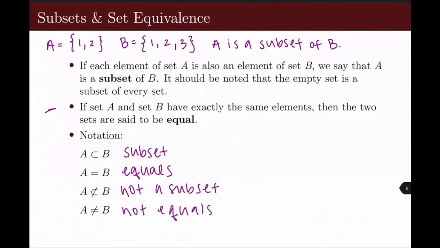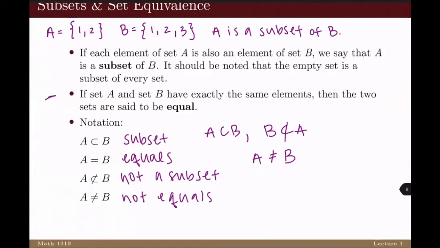So in the example that I wrote at the top of the slide, we would say A is a subset of B, but B is not a subset of A. They are also not equal, right? Because they do not both contain that number 3. If you would like to see this in a picture, I could draw a picture too.